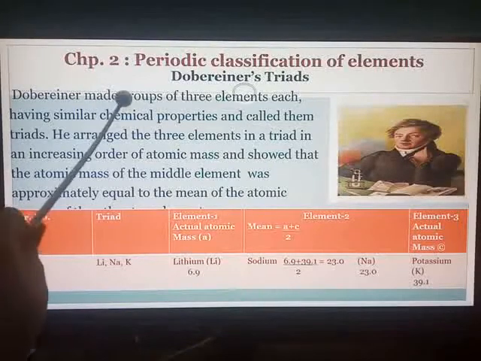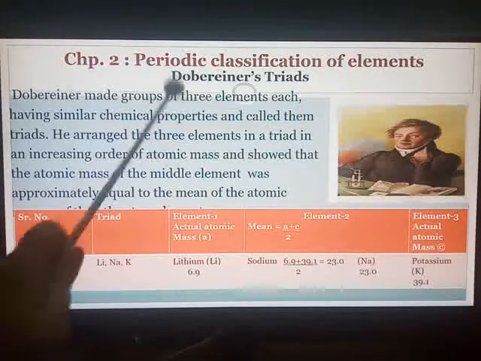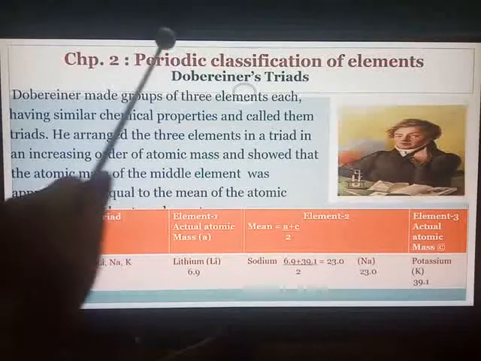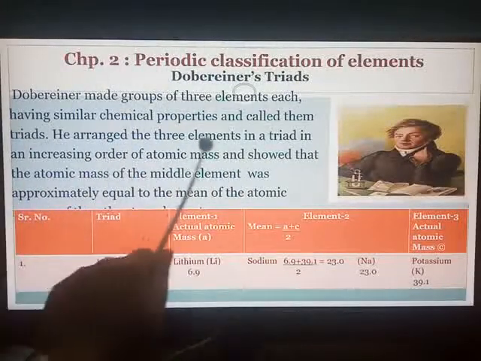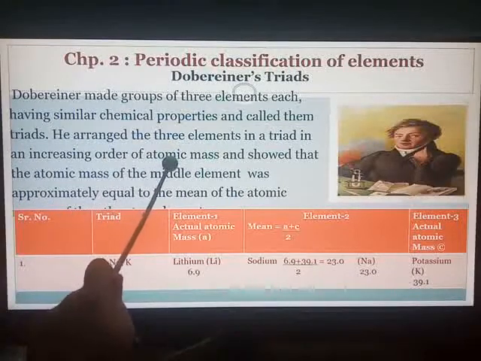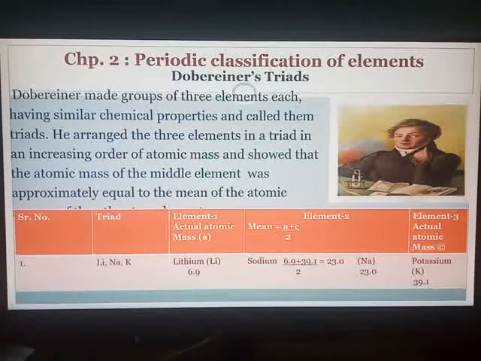Because Dobereiner made groups of 3 elements each having similar chemical properties, and then he called them a triad because of 3 elements. You know, 1 means mono, 2 di, and 3 means tri, and hence it is known as Dobereiner's triads. He arranged the 3 elements in a triad in an increasing order of atomic mass. Already in the 9th standard, you have studied what is atomic mass, what is atomic number. So he arranged the 3 elements in a triad in an increasing order of atomic mass and showed that the atomic mass of the middle element was approximately equal to the average of the atomic masses of the other 2 elements.